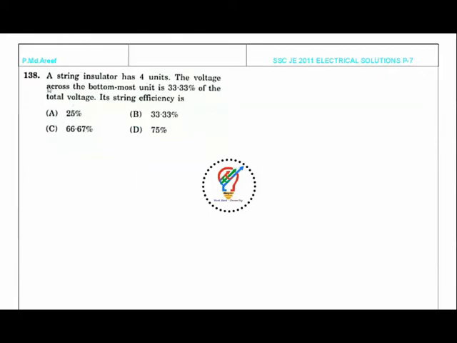The next question on the screen is, a string insulator having 4 units. The voltage across the bottommost unit is 33.33% of the total voltage. That means there are 4 insulators. So V4 is nothing but 33.33% of the total voltage, VT here.